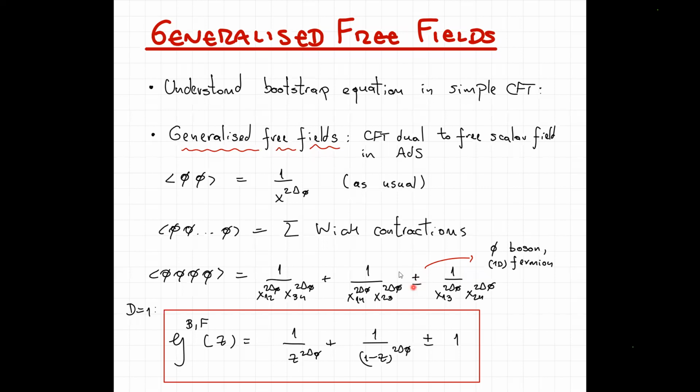I'm considering the minus sign because this field phi, since we are in one dimension, I could take it to be a boson or we could take it to be a fermion. In 1D, the minimal fermion has just one component, so it looks like a boson. It's not a spinor. And so I will allow for both possibilities, that this field is bosonic or fermionic. And so the four-point function looks like this. Or if I translate it in terms of this function g of z, it looks like this. And I put this superscript B or F to indicate whether it's a boson or fermion, with the plus for the boson. Clearly this function is crossing symmetric, right? If I swap z with 1 minus z, it remains invariant.